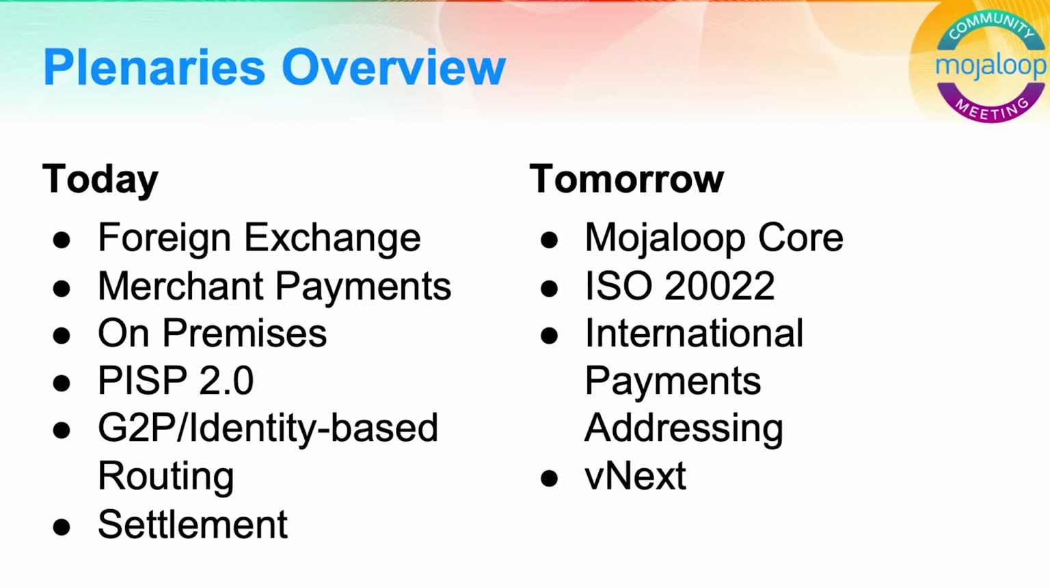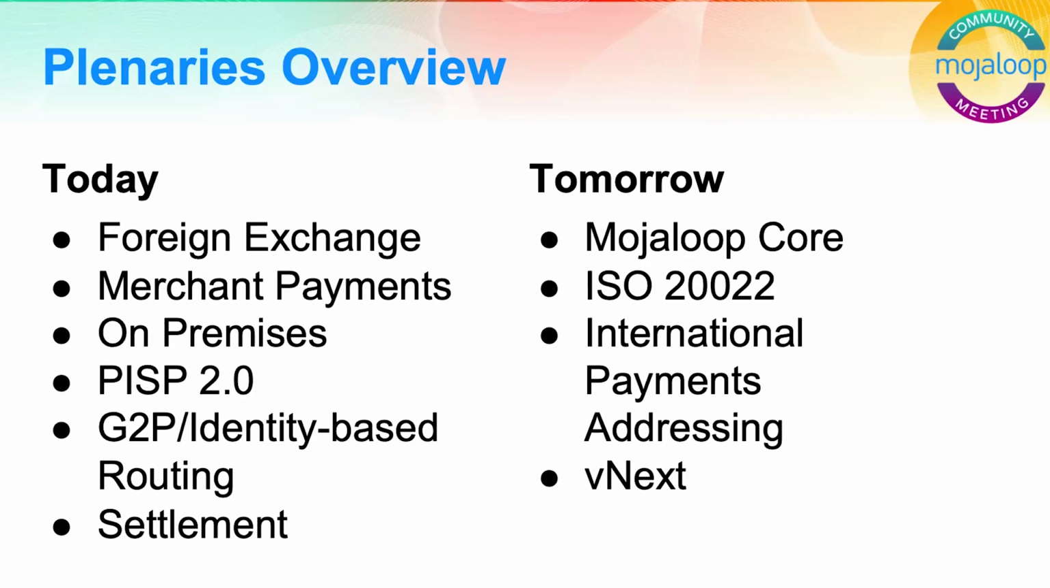International payments addressing is an important work stream as well. It's all about how, if I send a payment from one country to another, how do I actually address it? If it's not using an international mobile phone number, for example, how do I resolve aliases across borders? And how do I deal with the fact that aliases may be duplicated across borders?